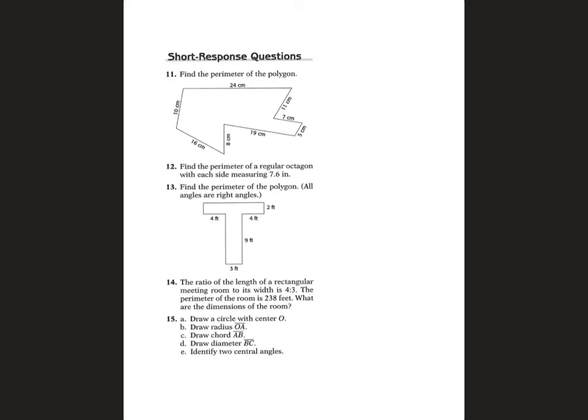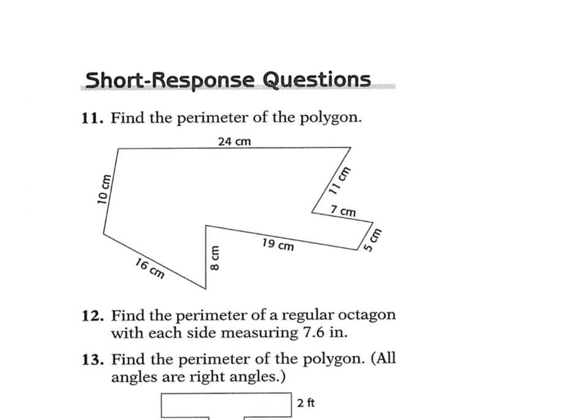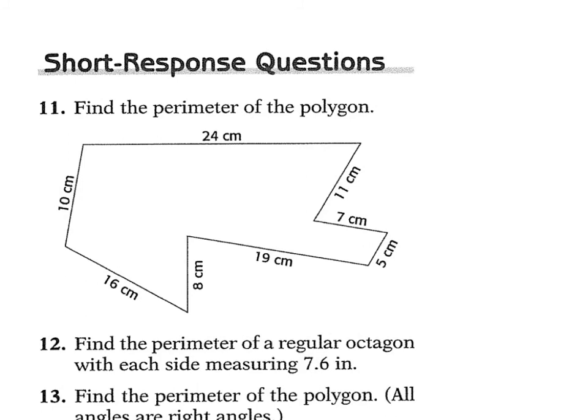So for some short response questions that are not done for us, for 11, it tells us to find the perimeter of the polygon. So we have side lengths of 10, 24, 11, 7, 5, 19, 8, and 16. The only thing we have to do is add all of these up. So we're going to do 10 plus 24 plus 11 plus 7, 5, 19, 8, and 16. If we add all of these up, we get 100, and our unit of measure is centimeters.